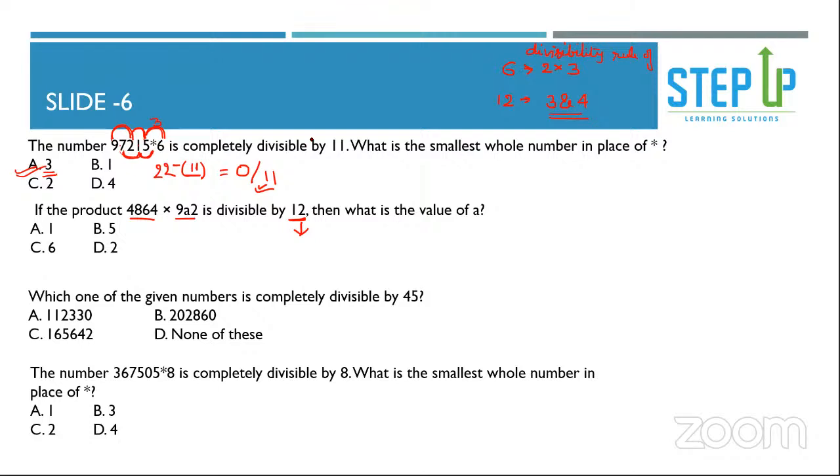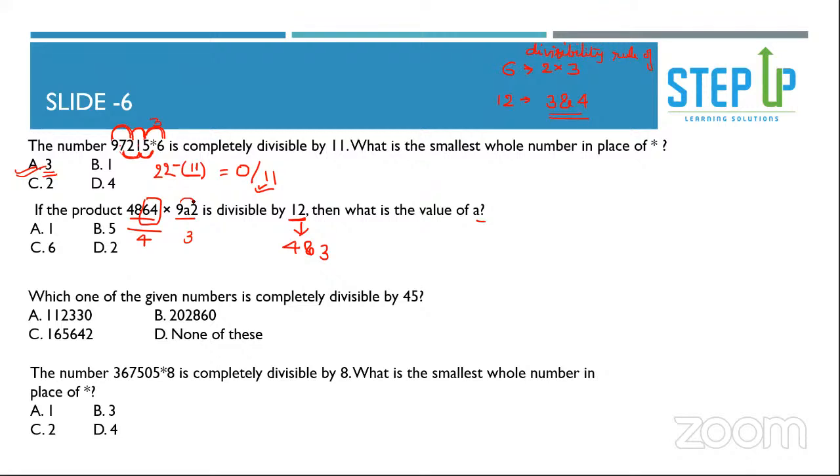So extremely sorry. So yeah, 4864 into 982 is divisible by 12. Then what is the value of A? Divisible by 12 means that it has to be divisible by 4 and 3, right? Now you see this number is completely divisible by 4, so I just need to check whether this number is divisible by 3. If it is divisible by 3, my life is simple.